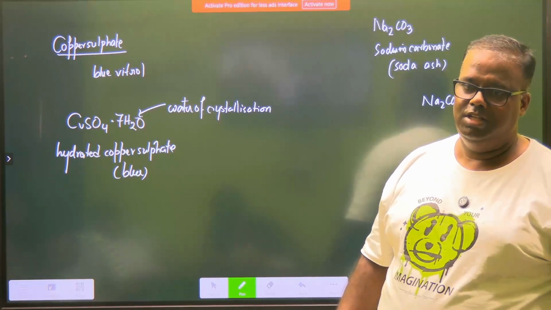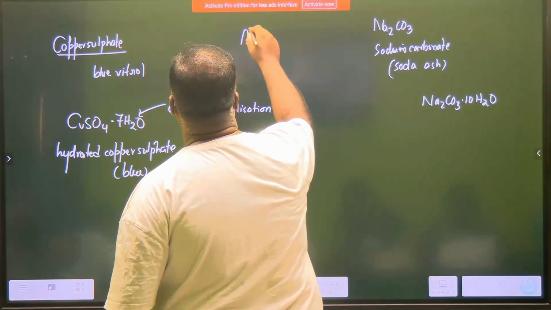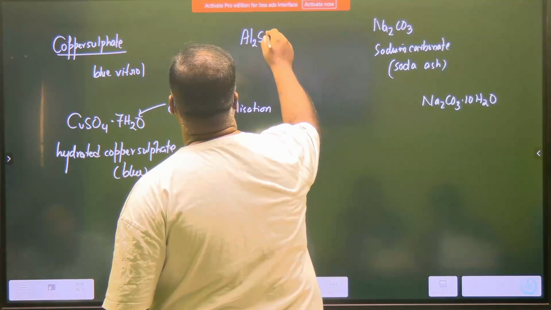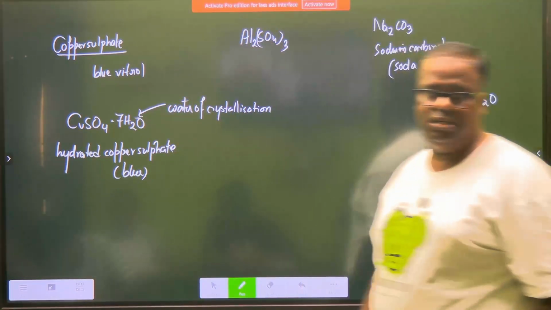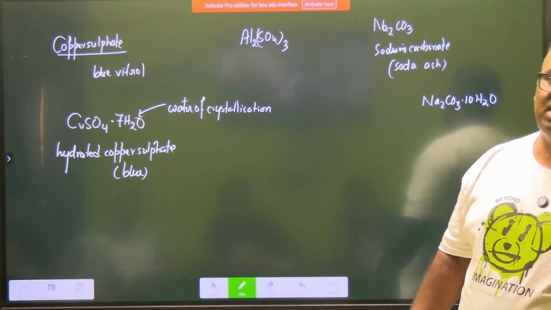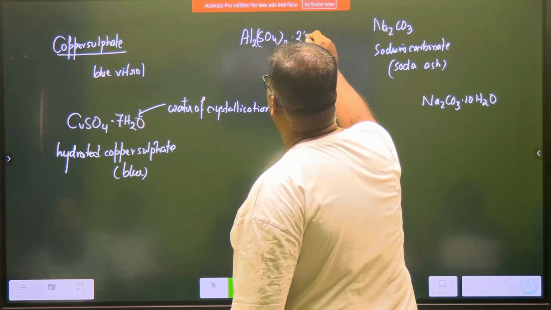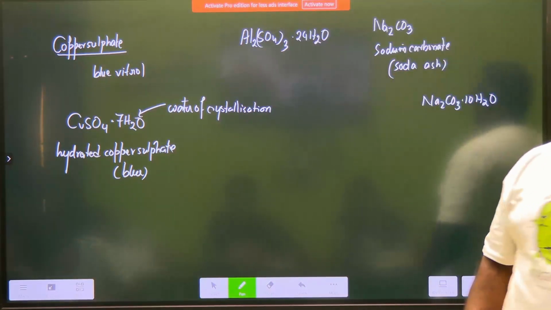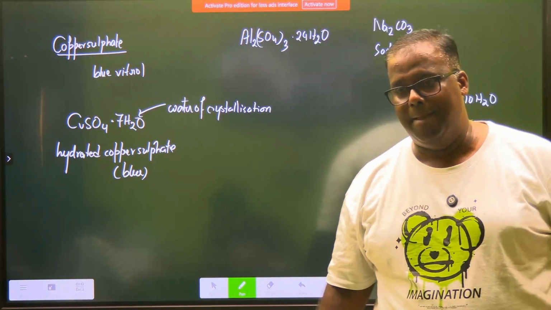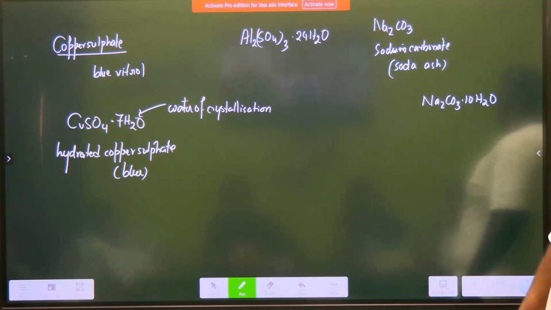Right? Similarly, you have alum, which we use for cleaning water, Al2(SO4)3. This is aluminum sulfate. But when you use it as alum, fitkari jisko bolte hain, then it has 24 molecules of water of crystallization. Al2(SO4)3.24H2O. This means crystal. Whenever there is a dot, some H2O will be there.